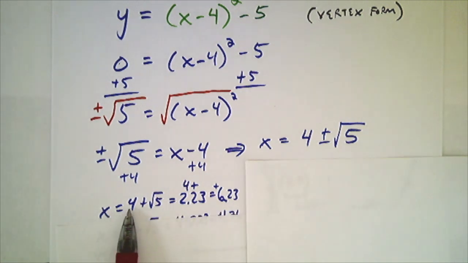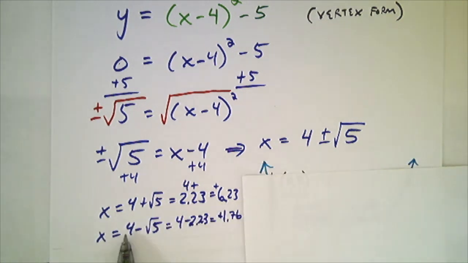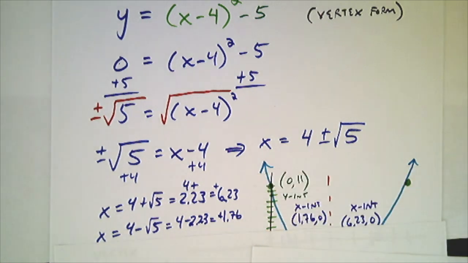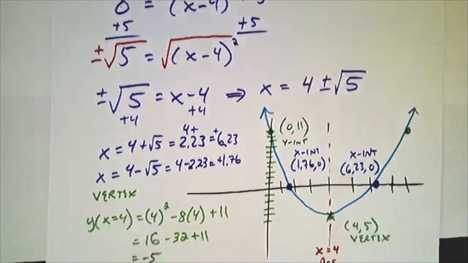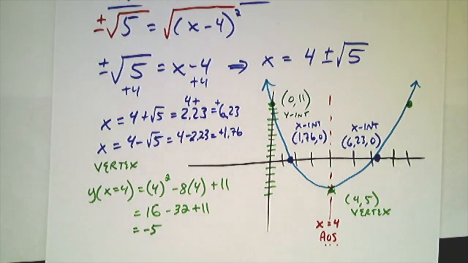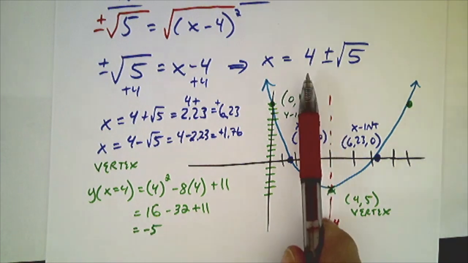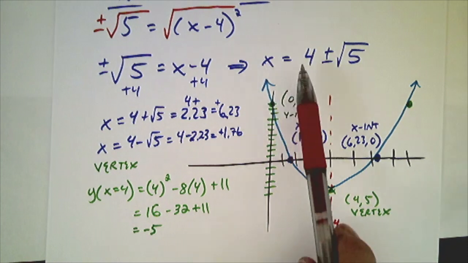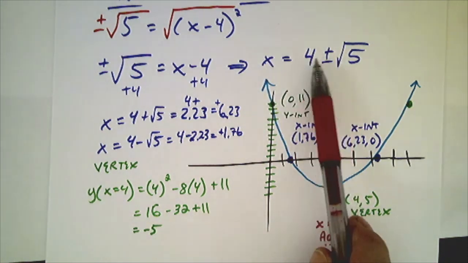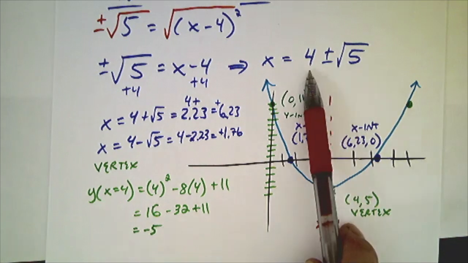So x for 4 plus square root of 5 works out to be 6.23. And then 4 minus the square root of 5 is 4 minus that, which is 1.76. So we can graph some of that. Let's begin graphing and show you all of what we can show in graphing. So we can say here is the axis of symmetry, because the zeros of the function are this value plus this or minus this, the axis of symmetry is here.